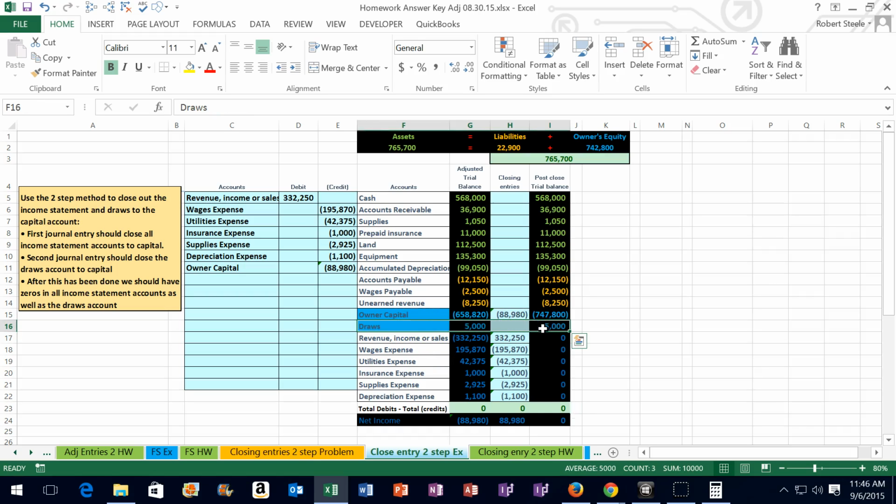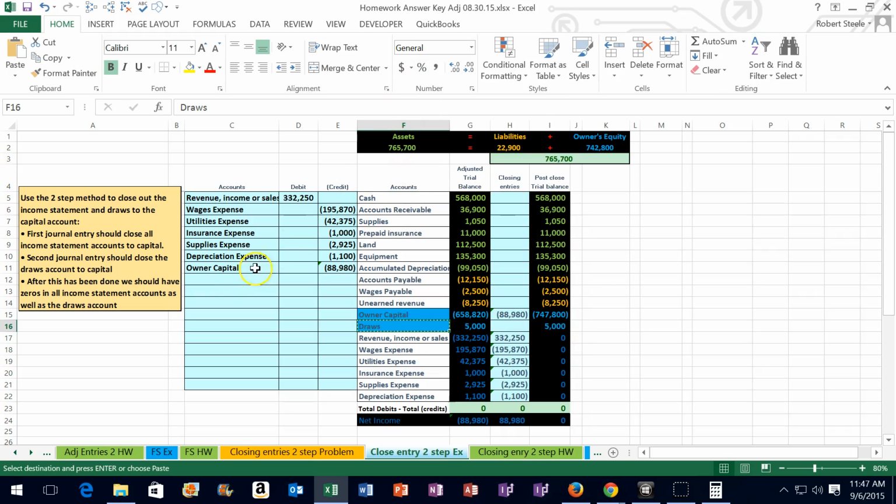The draws represent what the owner has taken out of the company in this time period. So this represents what is owed to the owner, because he owns the assets minus the liabilities, and this represents the draws that have been taken out. So we want to make this go to 0, and it's a debit balance, so we're going to credit it. That means that we're going to debit the capital account, which will bring it down. So let's do that. I've got to do whatever I need to do to make draws go to 0. It has a debit, therefore I'm going to do the opposite thing to it, which is a credit.